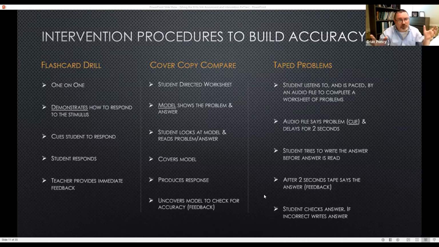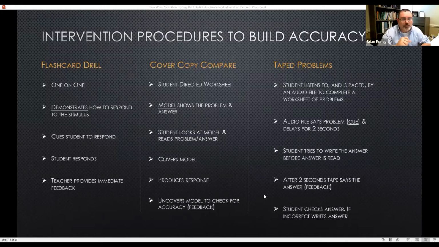And so the first one we've all heard of, right? Flashcard drill. This is generally done one-on-one. The teacher will show the student a flashcard and demonstrates how to respond. So if I'm a kindergarten teacher and I'm teaching just letter identification, I may say, this is a 2. What's this? And then I'll pause, and then I'll signal the child to go ahead and provide the answer. And so then they say 2, and you say, good job, and then you go to the next.